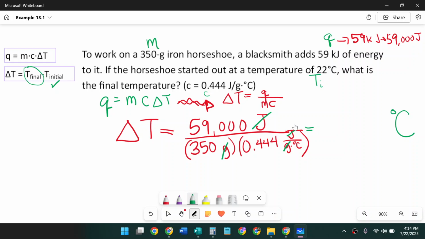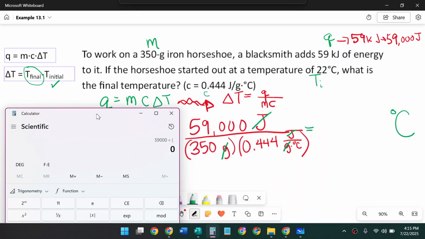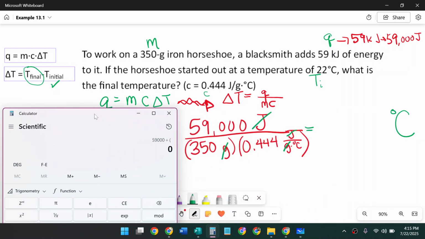Before we plug it in, let's look at our significant figures. The 59,000 has 2, 350 has 2, and the 0.444 has 3. And so 2 is our lowest number. I'm just going to put it in a blobby cloud so we know it's not an answer to anything. That's just how many significant digits I need to have when I'm done working with this. So let's get our calculator out. So we have 59,000 divided by, and I'm going to put the other two numbers on the bottom of my fraction in parentheses together because I'm multiplying them together on the bottom of the fraction, and then I'm taking that number and dividing it into 59,000.